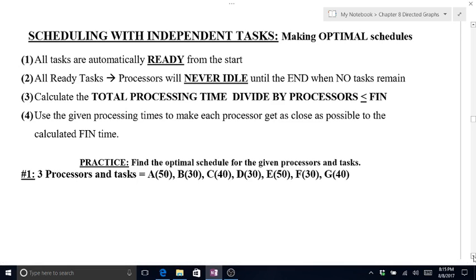So, just a little recap of what we just did, making optimal schedules. One, all tasks are ready from the start because we're talking about independent tasks, so nothing has to be done before something else. Two, processors will never idle until the absolute end when there's no task left to complete. Three, we calculate the total processing time divided by the processors. To get your finish time, you take your total processing time and divide it by the number of processors. And finally, use the given processing times to make each processor get as close as possible to the calculated finish time so we can schedule them.